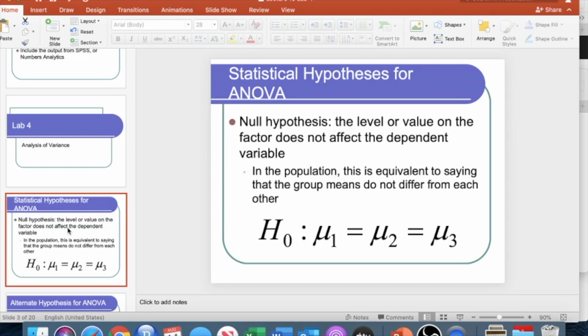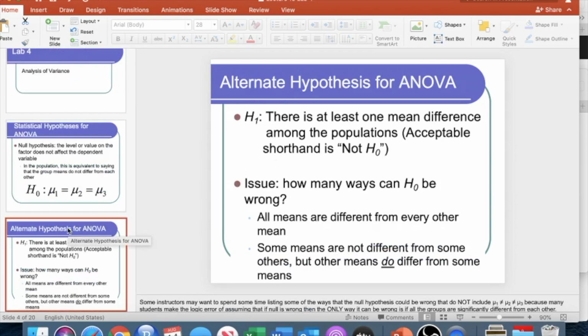So just a reminder, our null hypothesis is that for three different groups, the group means will not differ from each other, right? So mean 1 will be equal to mean 2 will be equal to mean 3. So that's what our null hypothesis is. For the alternative hypothesis, we hypothesize that at least one of the means will be significantly different. So one of the means will be different.